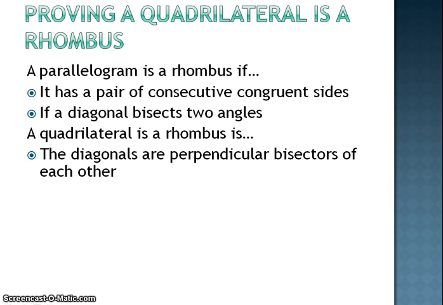Proving a quadrilateral is a rhombus. A parallelogram is a rhombus if it has a pair of consecutive congruent sides or if a diagonal bisects two angles. So if you prove that you have a parallelogram and one of those two other possible qualifiers, you have a rhombus. Or a quadrilateral is a rhombus if the diagonals are perpendicular bisectors of each other.